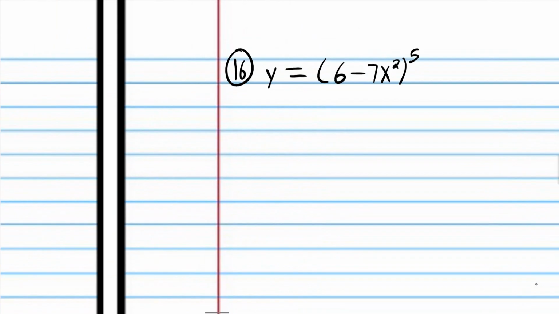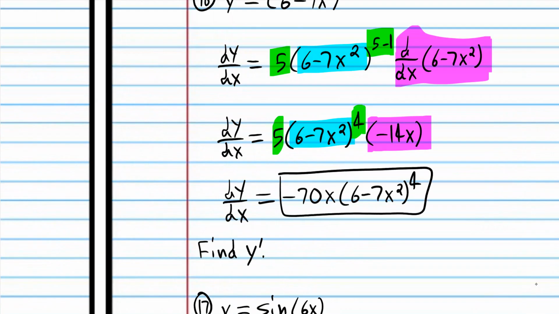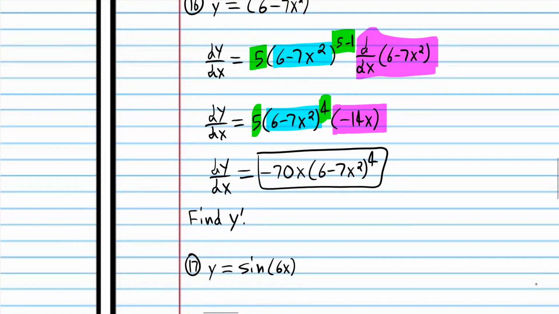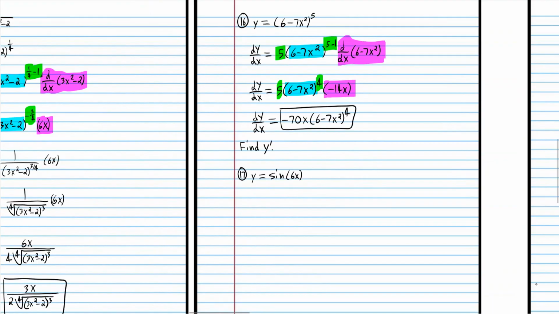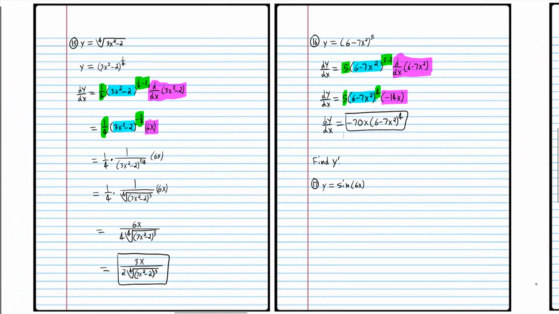Alright, we're back. So that is the final answer. So if you got that right, excellent. Okay, now we're using y prime notation, but as you know, that's the same as dy over dx, just a different type of notation. So try number 17. When you come back, we'll do it together.